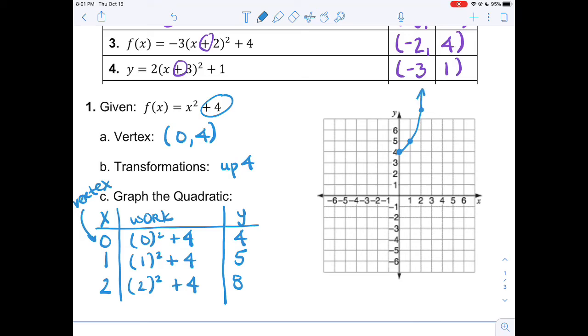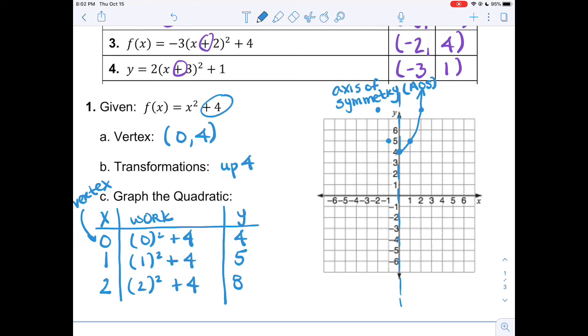Because the vertex lies along the y-axis, the vertex is the location of our axis of symmetry. So axis of symmetry is another new vocabulary term. And a lot of times we'll abbreviate that as AOS for axis of symmetry. And what that axis tells us is that if we know half of our graph, we can reflect over that axis of symmetry and fill in the other half.